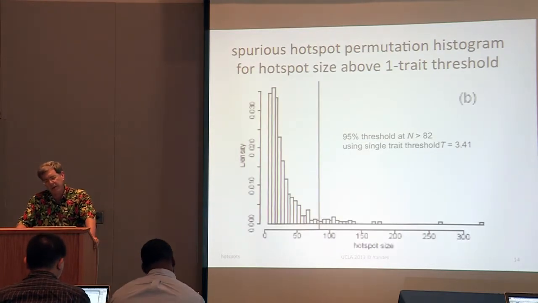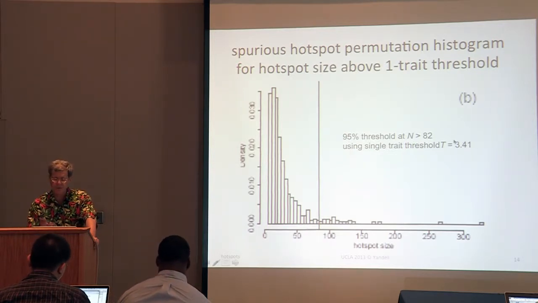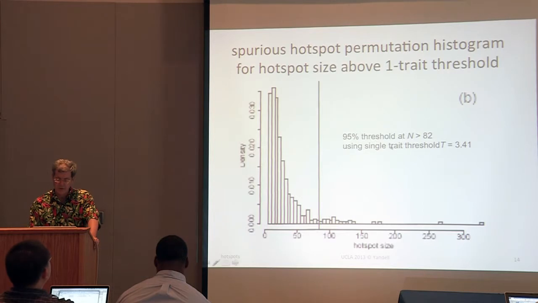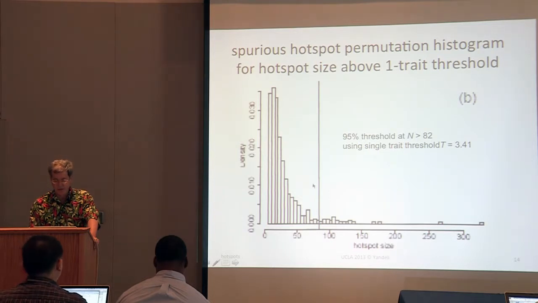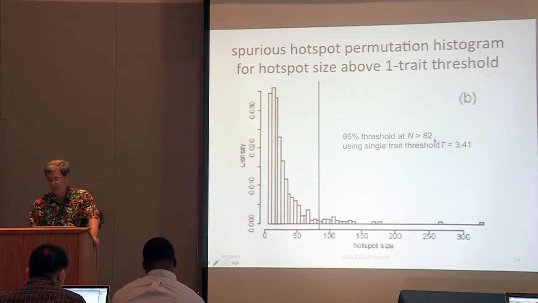If we use a single QTL trait threshold of 3.41, which is what we would get from a 95% permutation test with a Churchill dirge, and we did 1,000 samples, we would end up with a distribution something like this. And the 95% threshold is at 82. If we instead used a threshold corresponding to a single trait, where we ask what's the chance of having anything at all, we'd be using a threshold much larger than this.